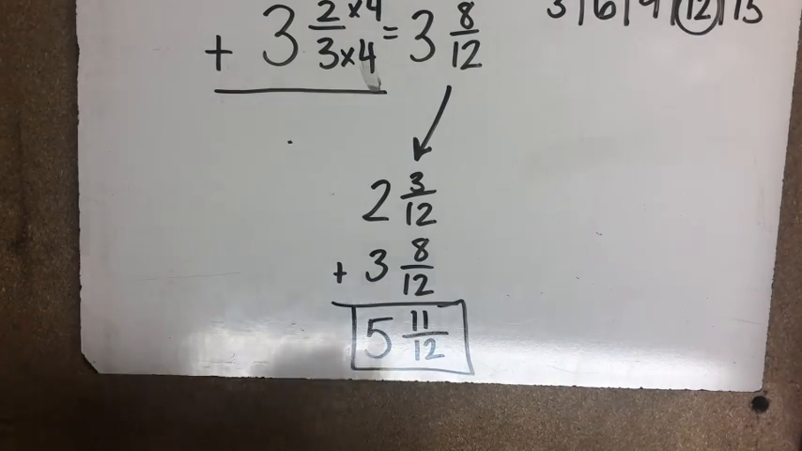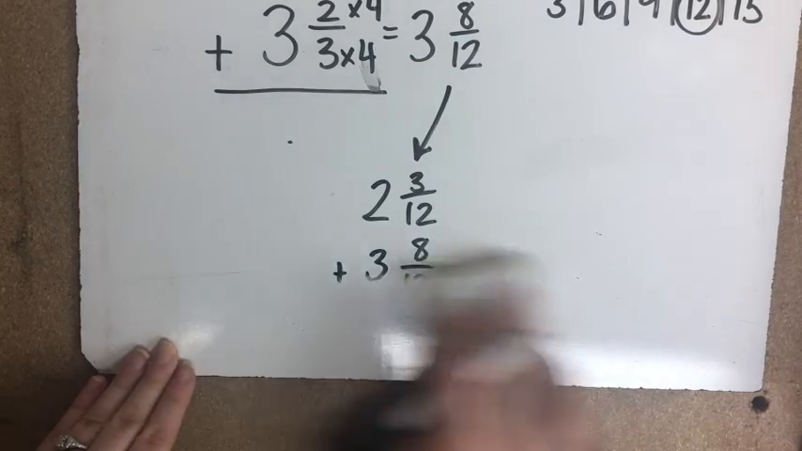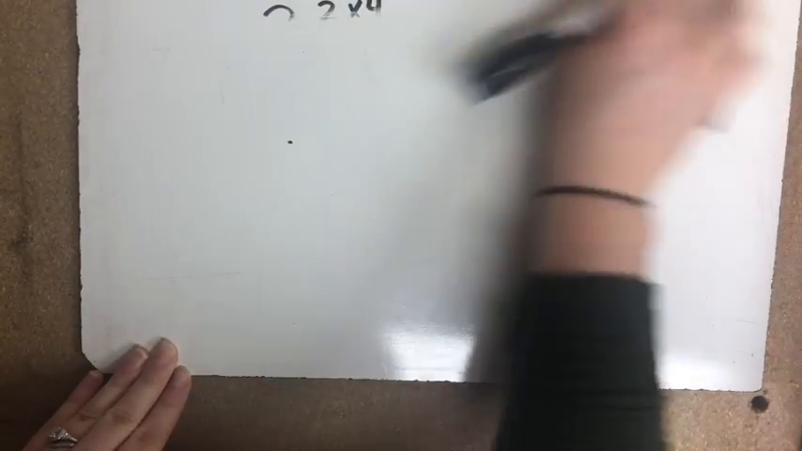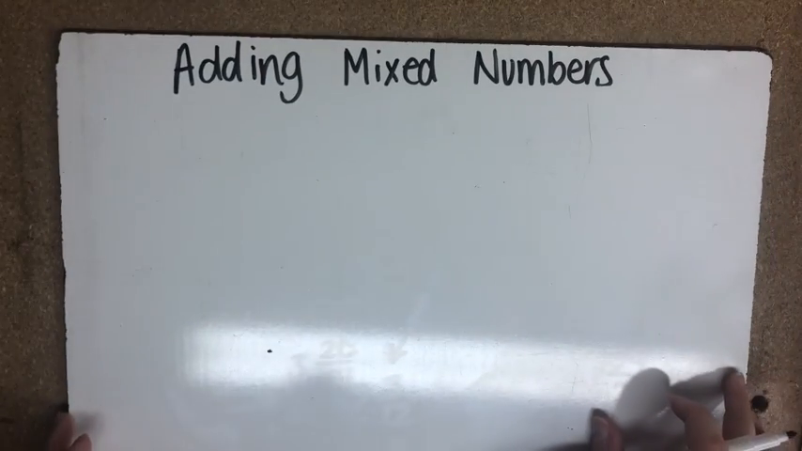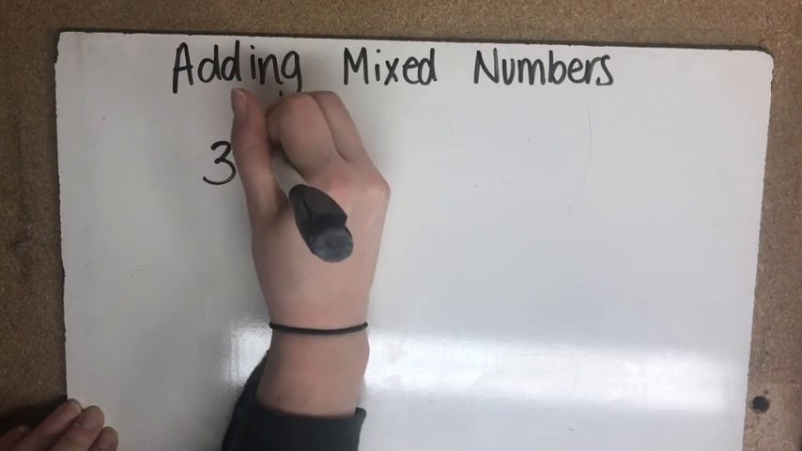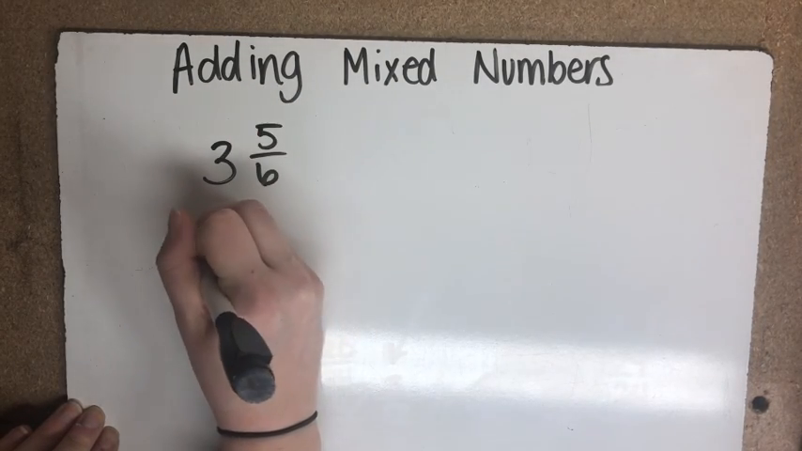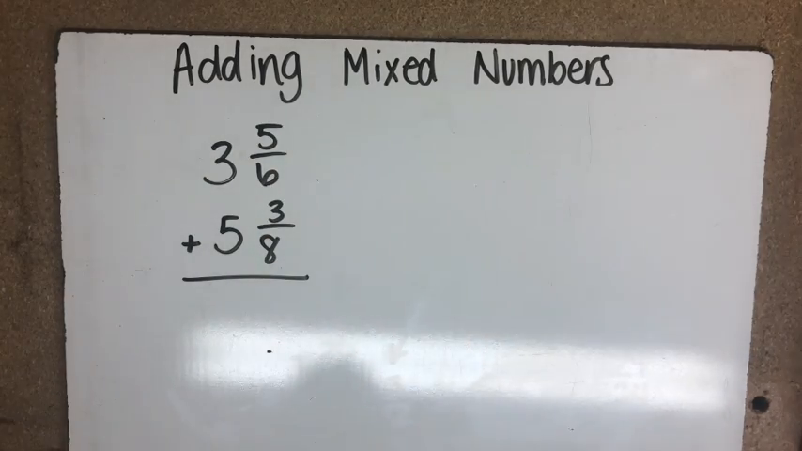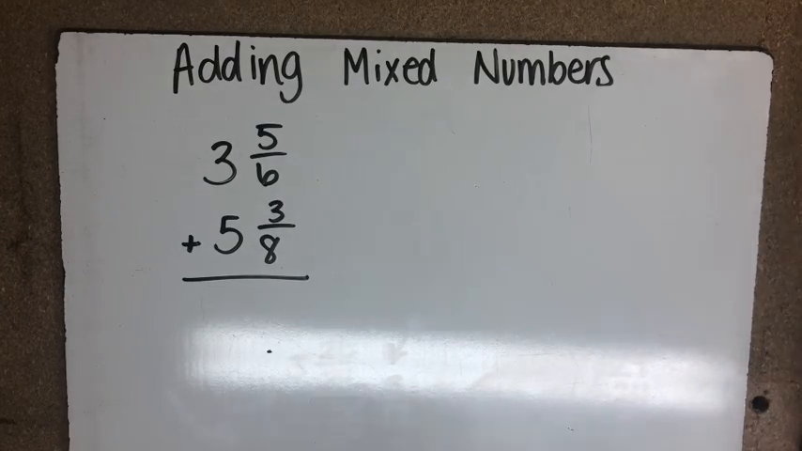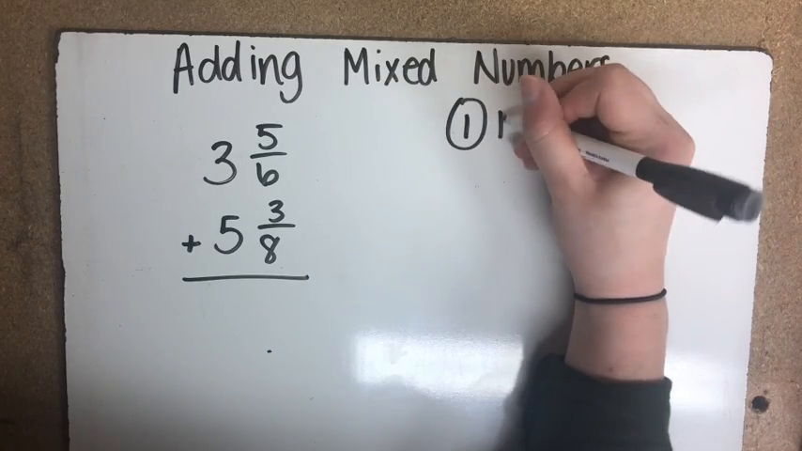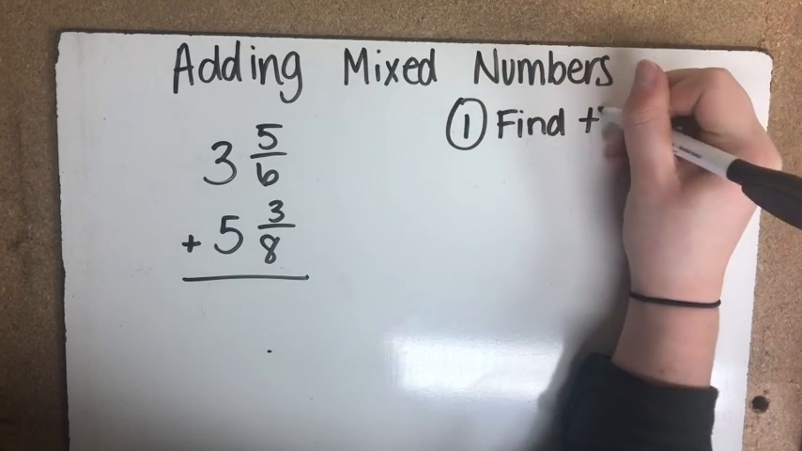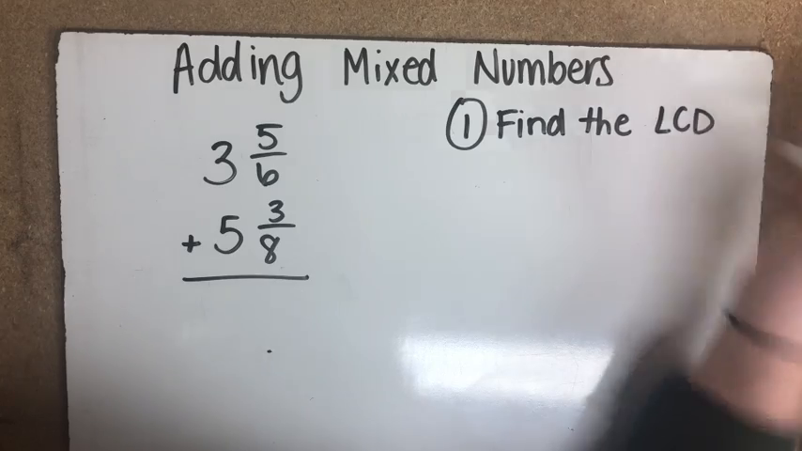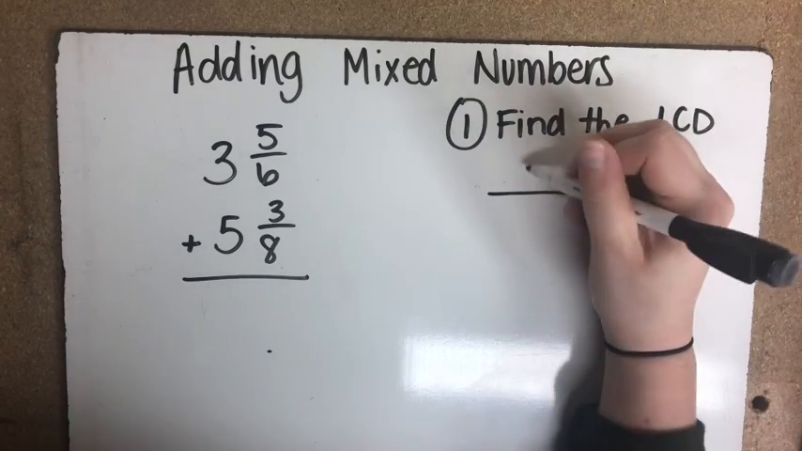Now let's look at another example where our addition part at the end might make it a little trickier for us. Let's look at the example 3 5/6 plus 5 3/8. Once again, notice how I wrote them vertically, one on top of the other. This will help me as I move forward. So let's follow our steps. Our first step is to find the least common denominator. So let's make our chart.